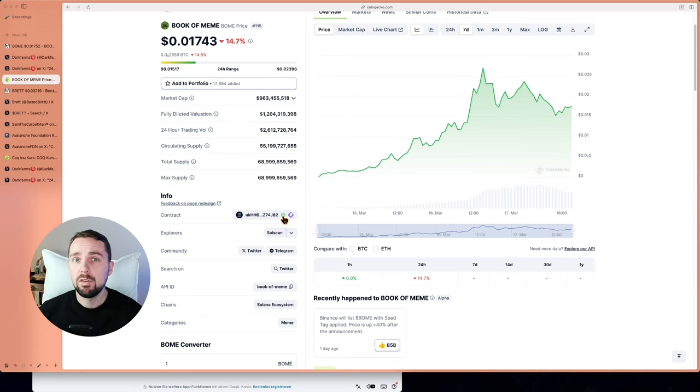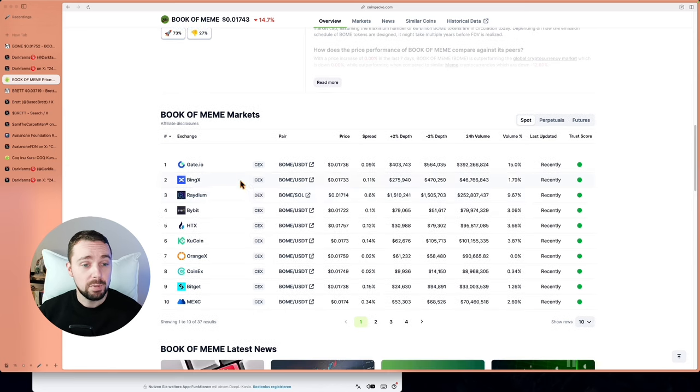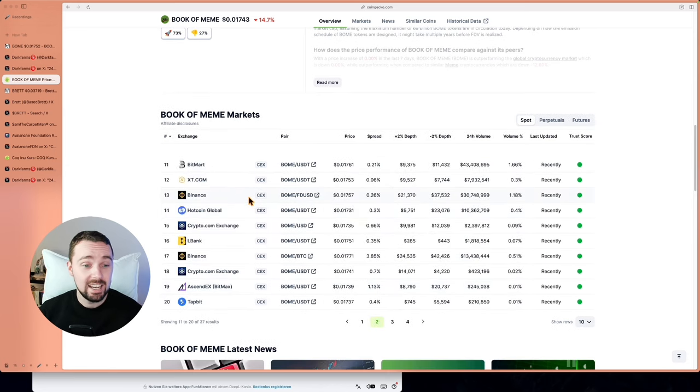Then we have the contract address, of course, here for Solana. You can buy it with your Phantom wallet on any DEX on Solana. And there's also a lot of CEX listings: Gate.io, BingX, Bybit, KuCoin. And after just 3 days, this coin managed to get listed on Binance, the biggest exchange out there. What a huge success story.